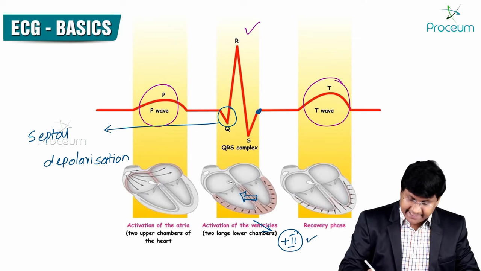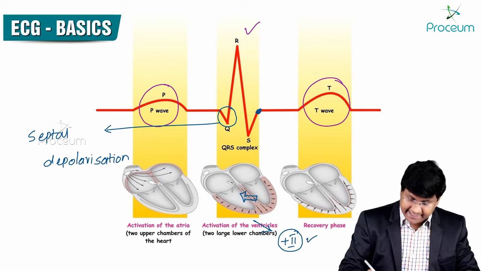And when do we place V7? V7, if the leads are placed on the right side. We will discuss that later. But now, let me show you the same thing over the surface of the heart.